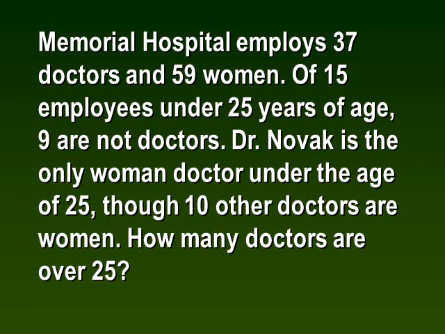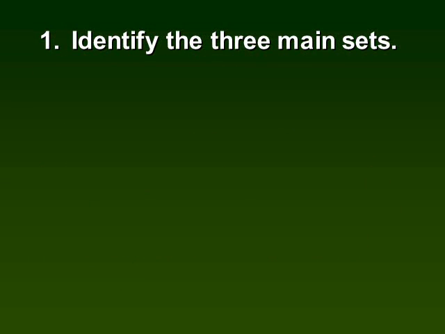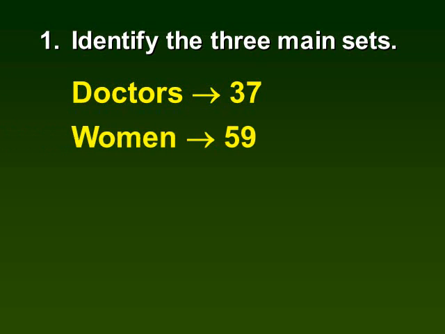So the first thing we have to do is come up with our sets. We're going to identify the 3 main sets. Before I tell you what they are, go back and read the problem again and see if you can identify 3 main sets. They are doctors, women, and then employees under 25 years old. Obviously there's some overlap, right? We know that there's some women that are doctors. We know there's at least one woman that's under 25, but those are the 3 main sets.